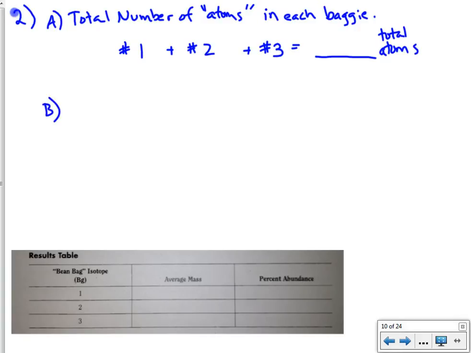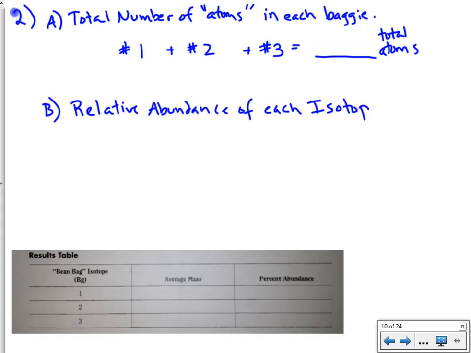For part B, we are going to find the relative abundance of each isotope. To do this, you will take the number of atoms from sample number 1. That number would come from your data table, and you will divide that by the total number of atoms that you just calculated in part A.